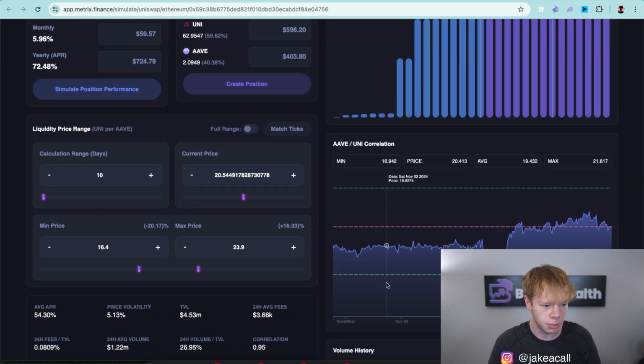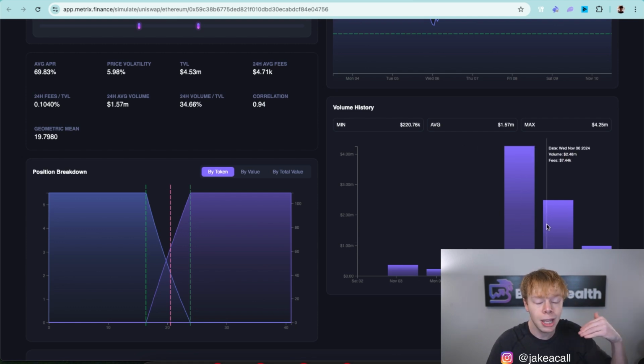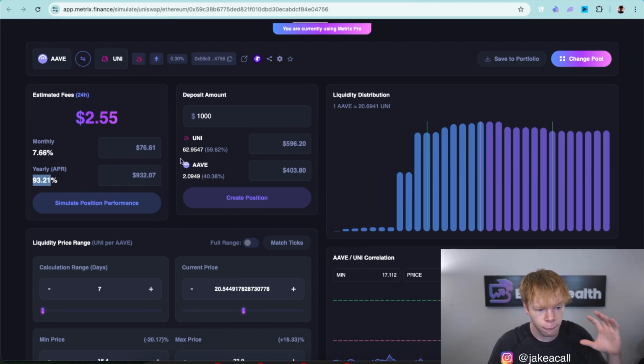I want to adjust this to something like, say, 7 days, right? 7 days factors in some of those days of low volume and some of those days of high volume, assuming that we average out basically. And that comes to a 90% APR, therefore hitting our benchmark.